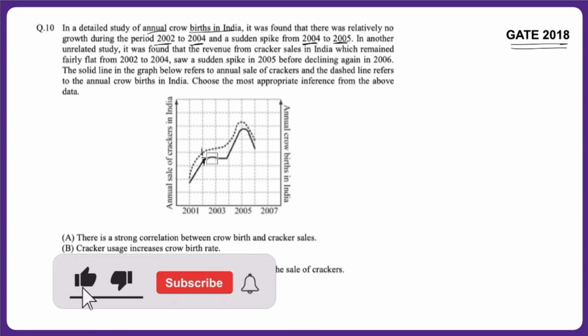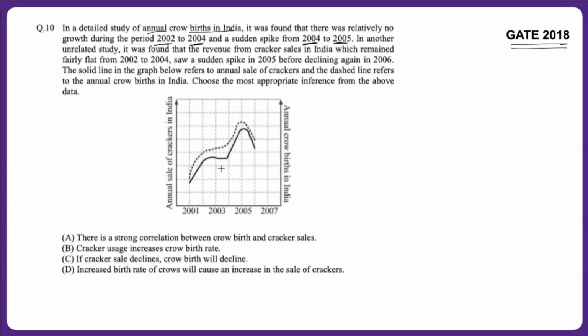So what they are trying to ask here is, the solid line in the graph refers to the annual sale of cracker. So solid line is the cracker sale, whereas the dotted lines over here, or the dashed line, refer to the annual crow birth in India. Choose the most appropriate reference from the above.